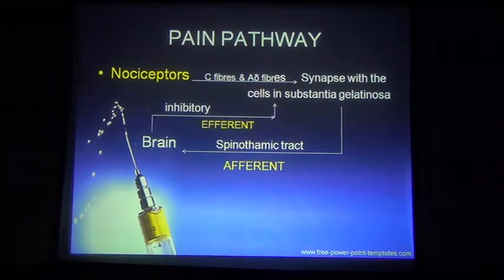Next. You can see the pain is perceived by the nociceptors, connected through the C fibers and A delta fibers, and synapses with the substantia gelatinosa in the spinal cord. From there it is taken through the spinothalamic tract to the brain, where the brain processes the information, and the three systems interact: the sensory, motivational, and cognitive systems. Whether to give an overt response or not, modulation occurs. If there is modulation, it sends an inhibitory signal through the fibers to the substantia gelatinosa to suppress the pain response. Next.